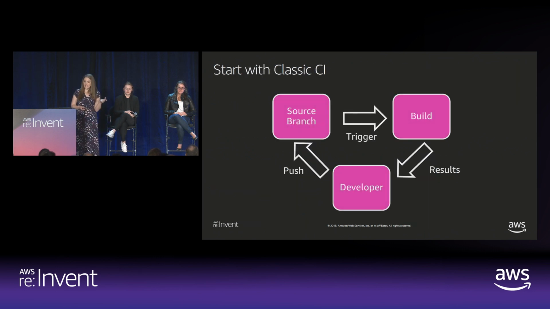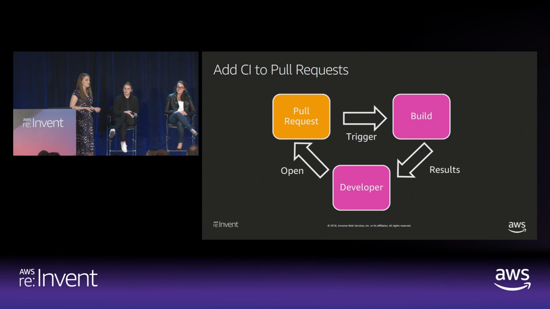So I talked about classic CI. This is a source branch triggering the build, getting that feedback back to the developer. But I think about 5 or 6 years ago, GitHub came out with the commit status API. And all of a sudden, we now have a way to push continuous integration into the pull request phase. I think this is really exciting, because one of the great innovations that's happened in continuous integration in the last 5 years is adding continuous integration into the pull request phase.